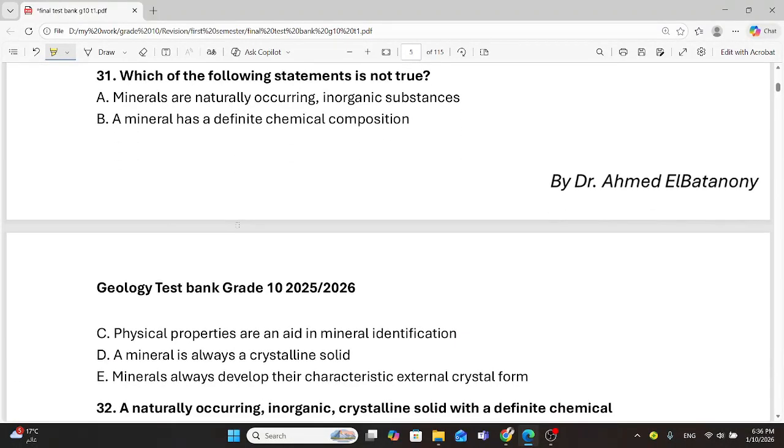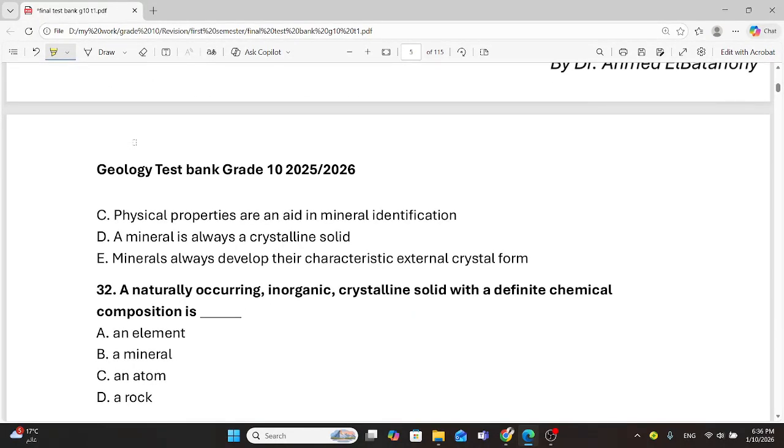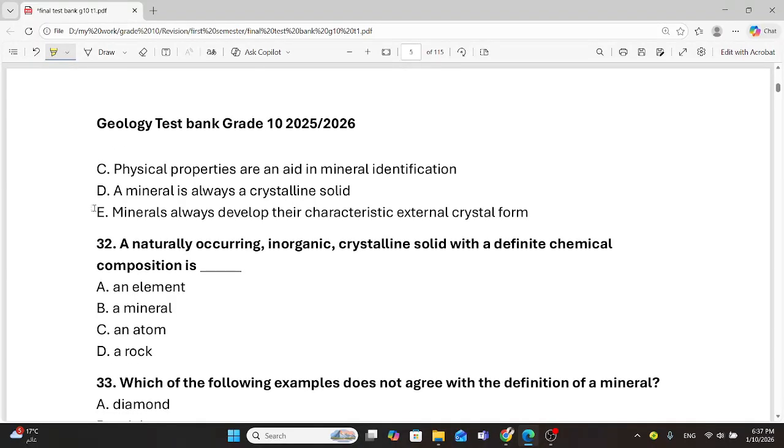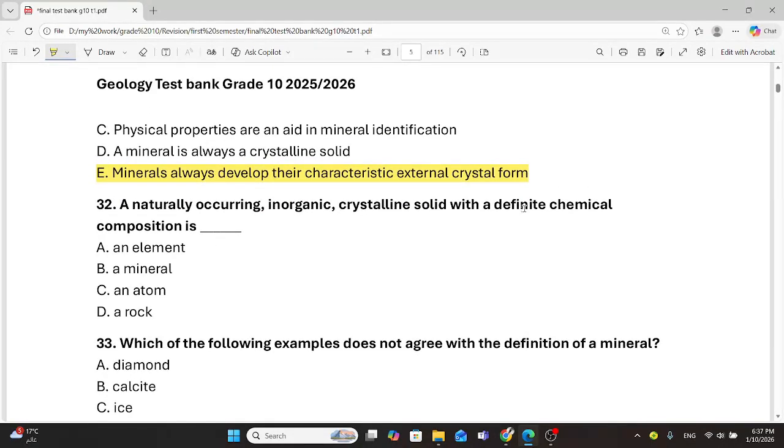Which of the following statements isn't true? Minerals are naturally occurring inorganic substances. دي true. طيب a mineral has a definite chemical composition. دي true. طيب physical properties are an aid in mineral identification. True. طيب a mineral is always a crystalline solid. True. يبقى minerals always develop their characteristic external crystal form. دي false. طيب لأن هي مش بتطورها على طول، هي موحدة لخصائص معينة.